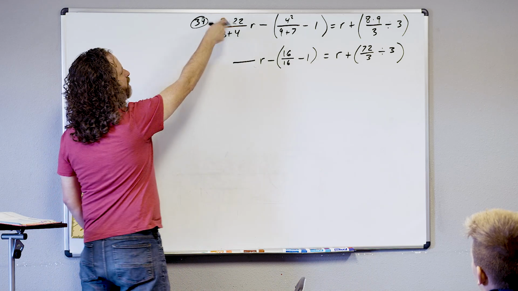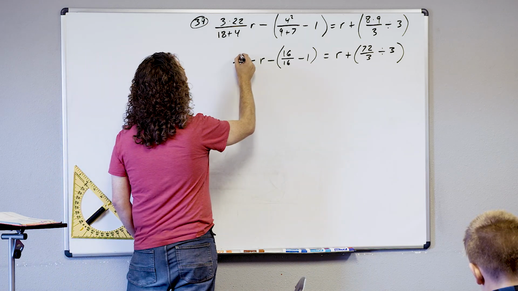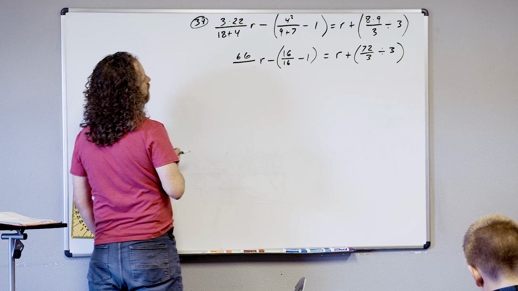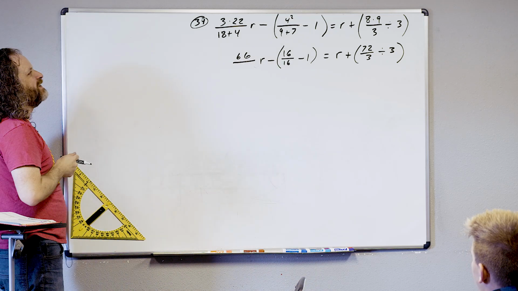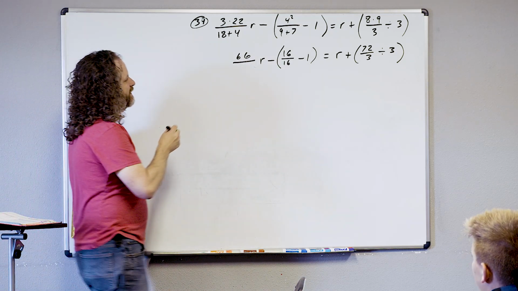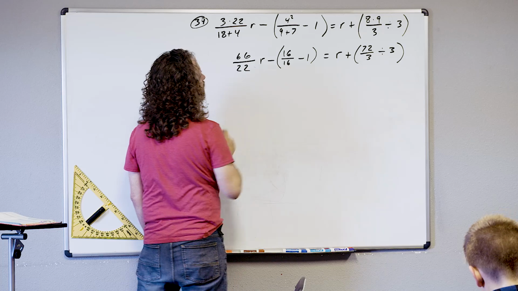What can we simplify over here? 3 times 22 is 66. It is. That one is pretty easy. The 18 plus 4 is 22. Oh, they said 72. I was like, wait, what?